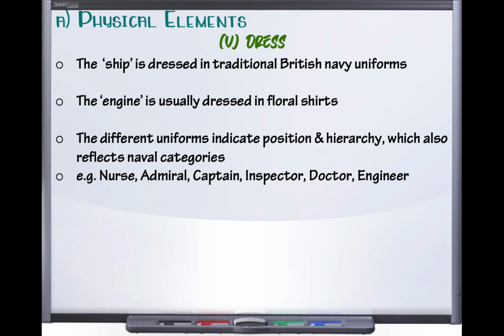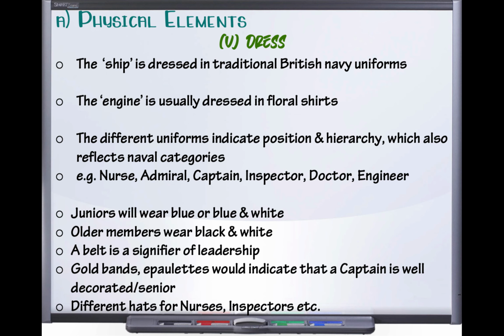And the uniforms vary a little bit between the different ships, but generally it will follow the traditional British Navy distinguishing factors. So as I said, the costume, the dress will always indicate positions. So you'll have the juniors will wear blue or blue and white, and the older members will be in black and white. And just as you'll see with a captain in the Navy, they have a lot of gold, a lot of decoration on them, in the same way as it would be in the landship. You'll have nurses having different hats. They'll have the typical nurse garb and so on and so forth.